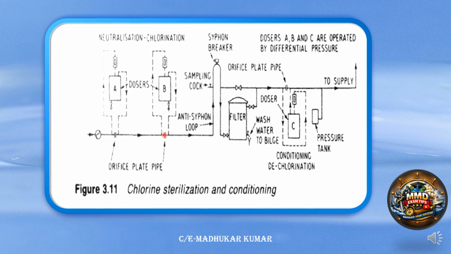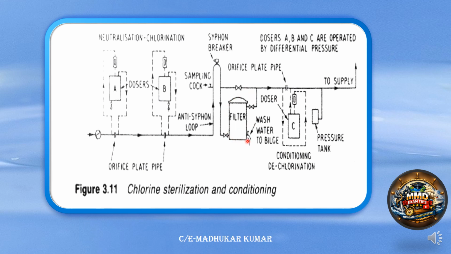Here we have doser B, then again it is going through the metering device, and this is your chlorination part. So here the chlorination is done. In doser B, the chlorine content is sodium hypochlorite solution, or we have calcium chloride granules. Water is passing through that, the chlorine is being added here, and then it is coming like that. This is your anti-siphon loop, and you can see this loop over here. And then it is coming to the filter.